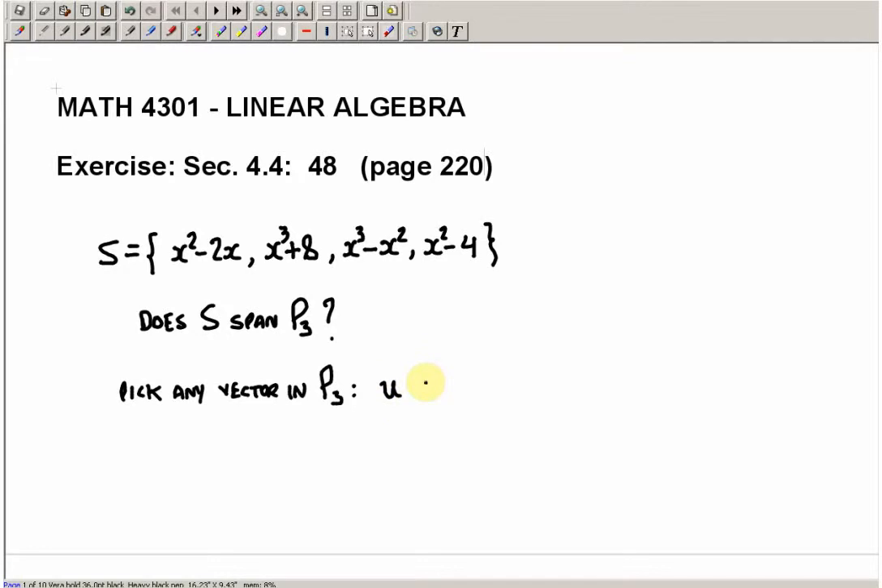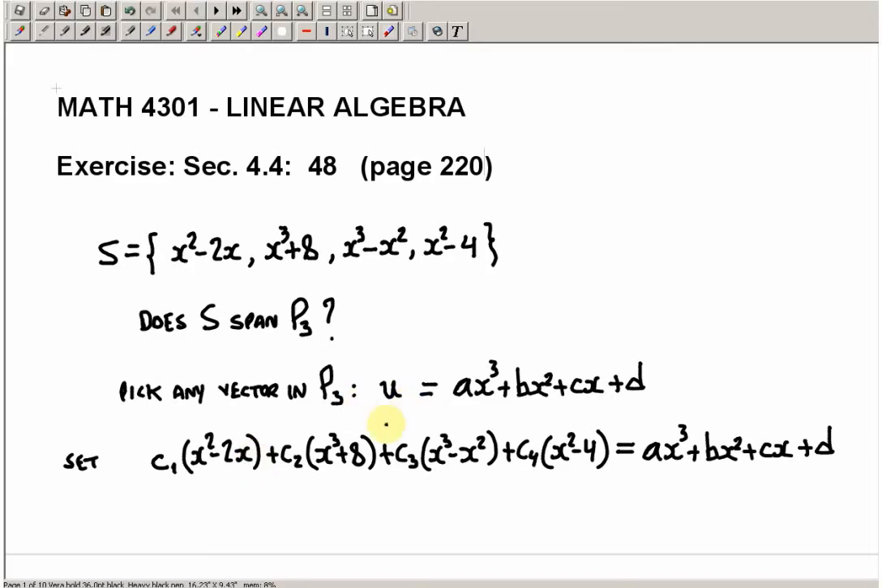So here it is, U. U would be in P3. That means U is of this form: ax cubed plus bx squared plus cx plus d. Now we want to know if this vector that we pick can be written as a linear combination of those 4 vectors. Well, let's set up the equation. Here's a linear combination of those 4 vectors, and we want to see if this U that we picked in P3 can be written as that linear combination.